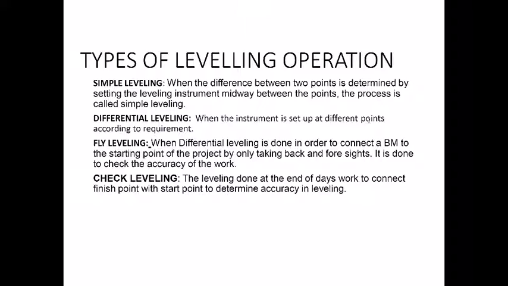If the reduced level of point A comes out to be different, that means you made some error. So check leveling is done when you connect the last point in your work to the first point, so that you can check if the first point gives you back the same reduced level that it should. So it gives you an indication that the work that you did is actually correct. This method is not just for a closed traverse, you can also do it for an open traverse or any survey.